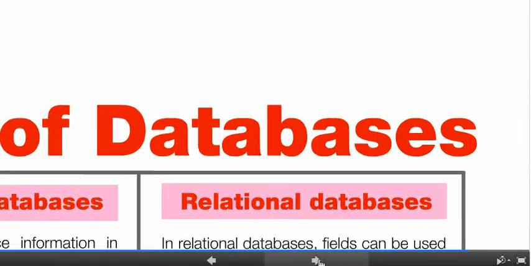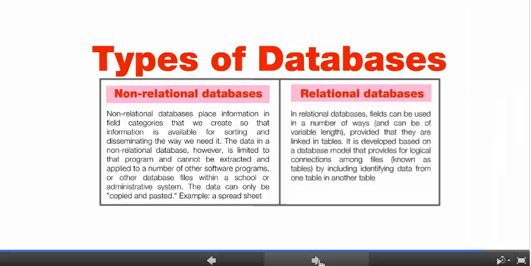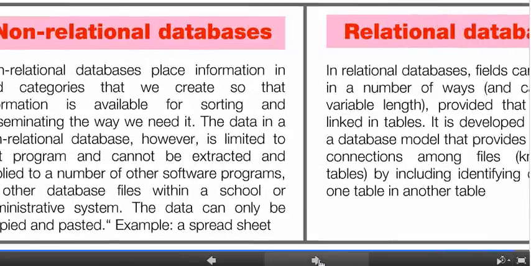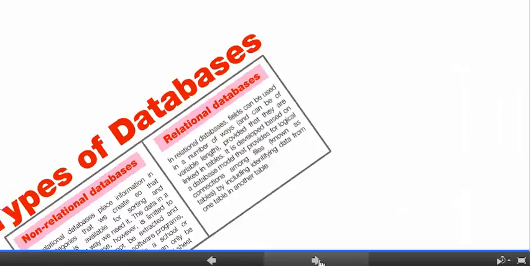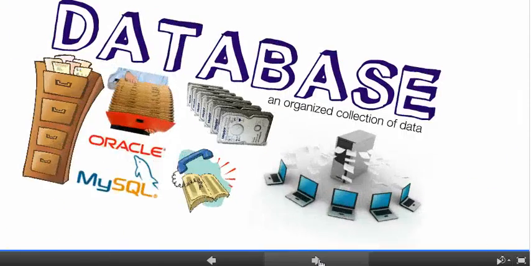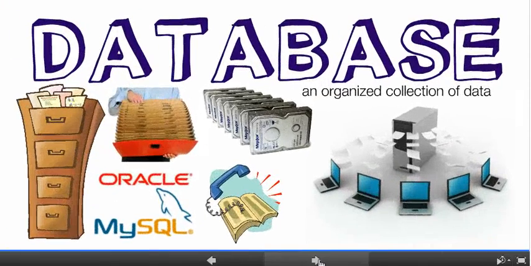And we're going to be learning about relational versus non-relational databases. So in non-relational databases, information is in categories so that we can sort it and filter it. Whereas in relational databases, fields can be used in lots of different ways and linked together. So we'll be focusing a lot on relational databases, whereas non-relational databases can be thought of as just complex spreadsheets.